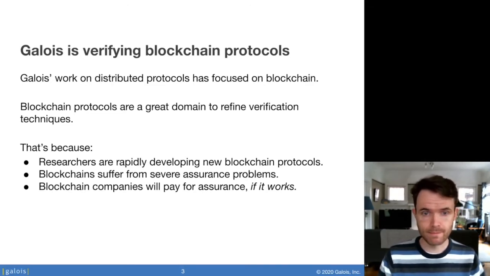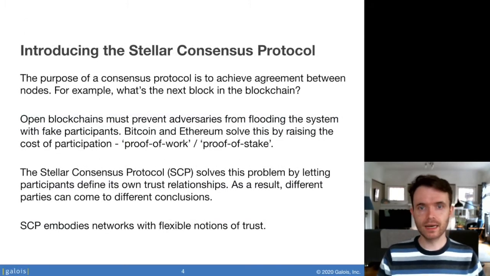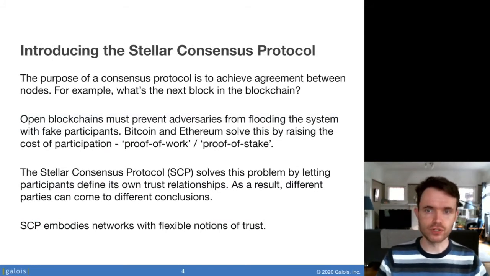With all that said, let's take a look at the target for this verification project, the Stellar Consensus Protocol, SCP. I'm not going to explain the protocol in detail, but I want to give a flavor of the problems we're tackling. SCP is a consensus protocol. Its purpose is to allow distributed processes to agree on a common result of computation.